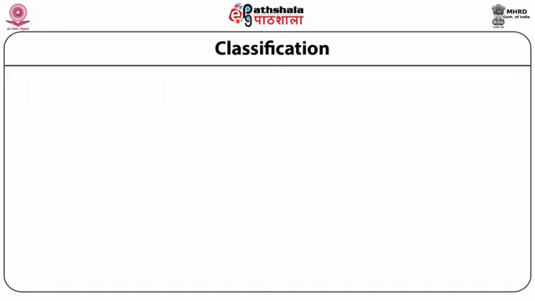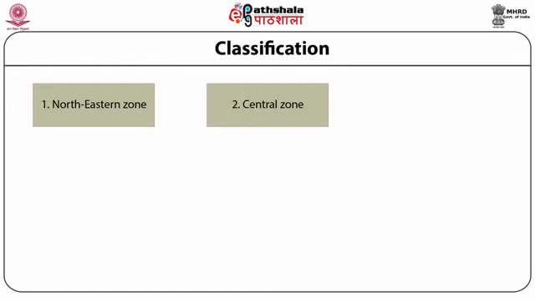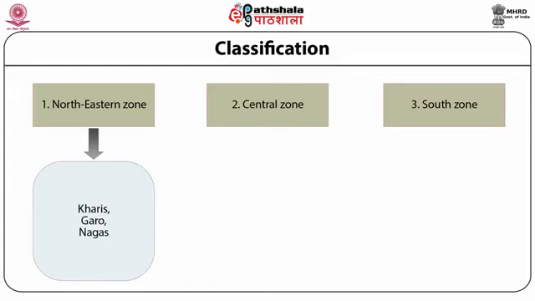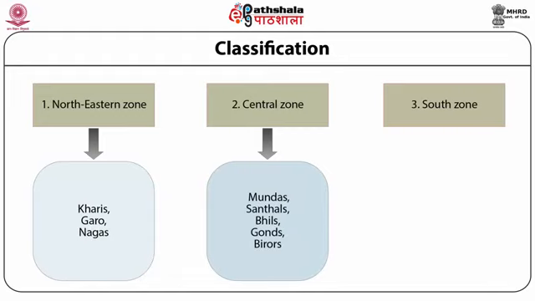Classification of tribes in India. Although tribes are scattered all over India, they are mainly classified into three zones: Northeastern Zone, Central Zone, and South Zone. If you see the types of tribes scattered into these three zones, in the Northeastern Zone there are Khasis, Garos, and Nagas, and many others. In the Central Eastern Zone, you find tribes like Mundas, Santals, Bhils, Gonds, and Birhors. And when you look at the South Zone, you find various tribes like Chenchus, Todas, Irulas, etc.